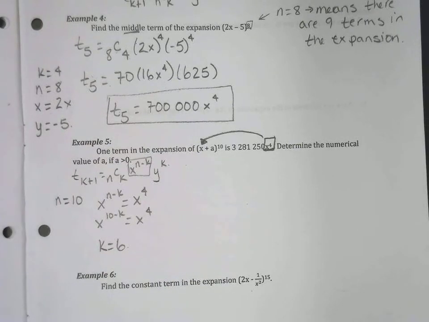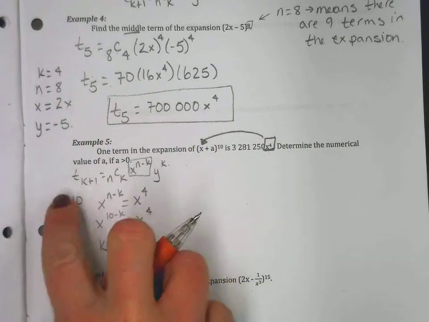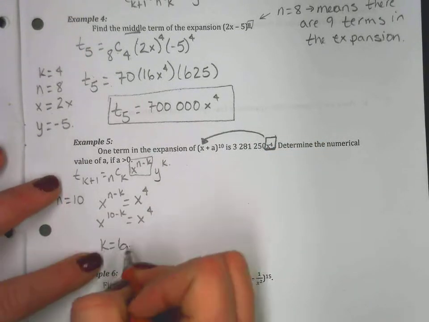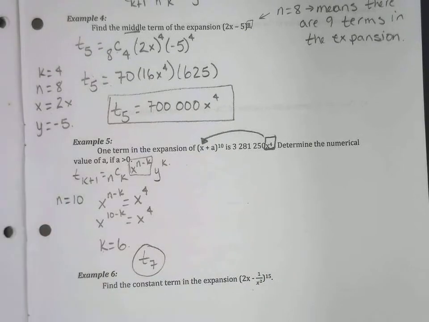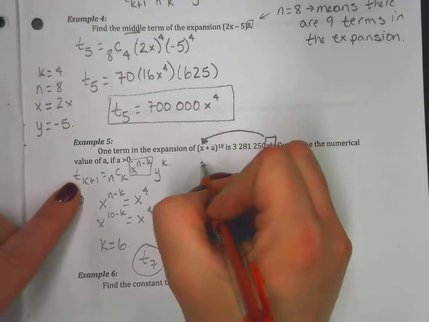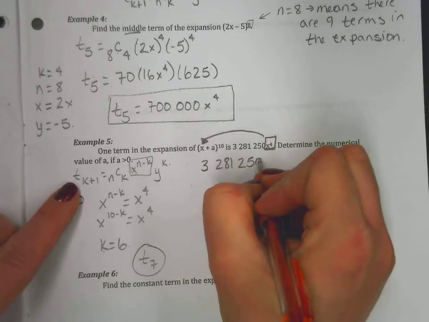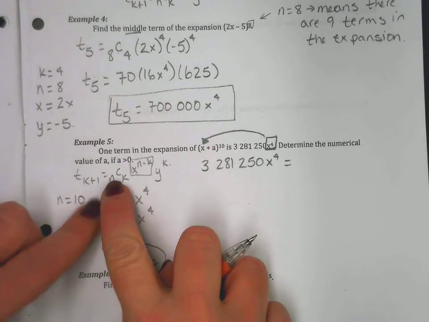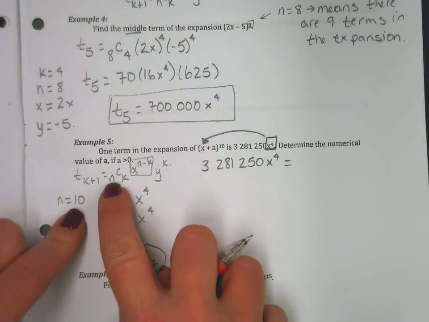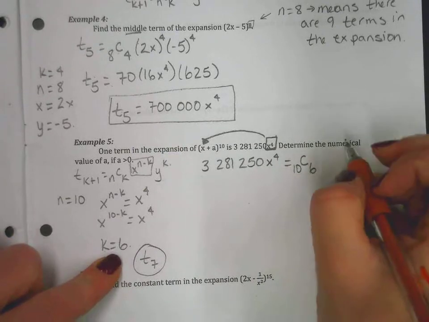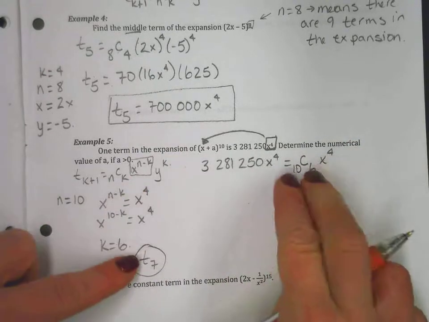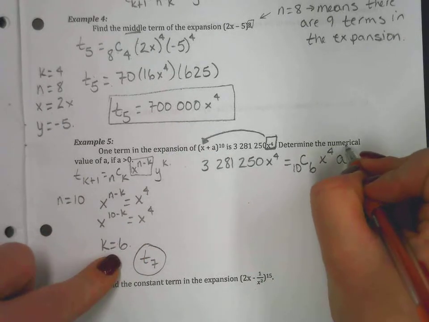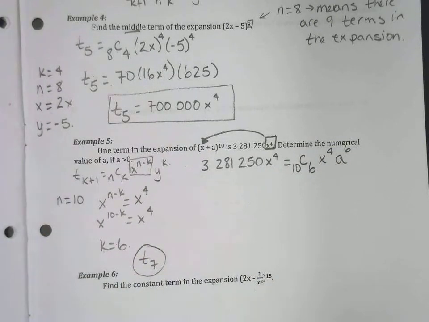All right, so now we're actually ready to solve this. We know the term value in this expansion, so that's going to represent t of, here we're talking about the 7th term, because k is 6. So the 7th term in my expansion is 3,281,250 x to the 4th. I'm now going to make this equal to my equation. Now I can start substituting in the values because I know our n value and I know my k value. So I'm going to go 10 combination 6, x to the power of 4, because 10 minus 6 is 4. And then our y value is represented by a to the power of k, which is 6. So what I want to do here is rearrange this equation and solve for a.